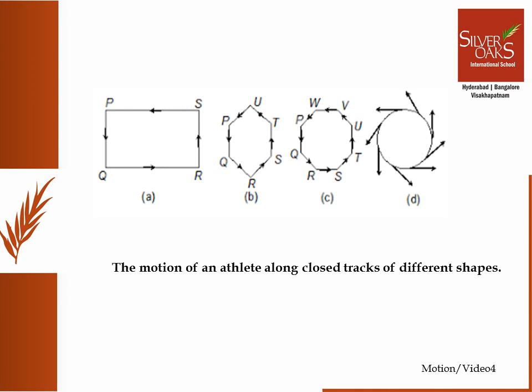Now, if the athlete is running along a hexagonal path as shown in figure B, he will have to change his direction 6 times to complete one round. Similarly, if the athlete is running along an octagonal path shown in figure C, he will have to change his direction 8 times. As you can see, as the number of sides increases, the athlete has to take more and more turns. If we go on increasing the number of sides, you will notice that the shape of the track reduces to a circle and the length of each side decreases to a point.